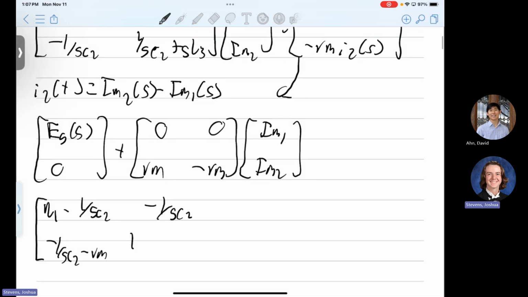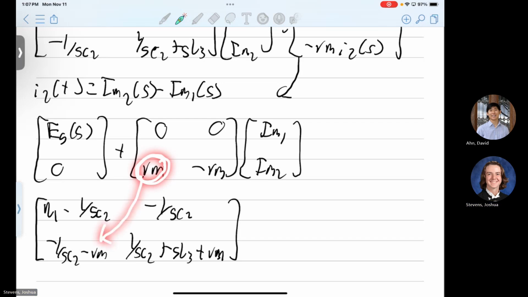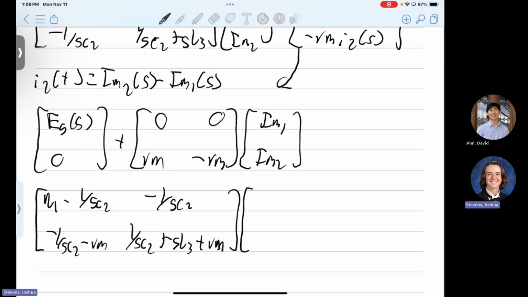Okay, then this one will have 1 over SC2 plus SL3, and then plus RM. So for this one here, it's a positive, but we subtracted it over. No, this IM1 here is negative, but it'll be multiplied by a negative RM, and then the opposite for IM2. So then we got that there, and then this is IM1, IM2 equals EG of S.